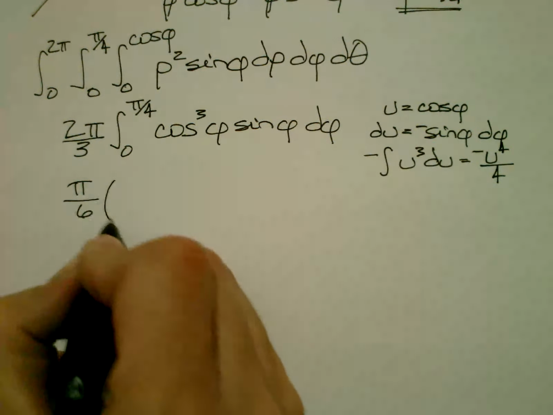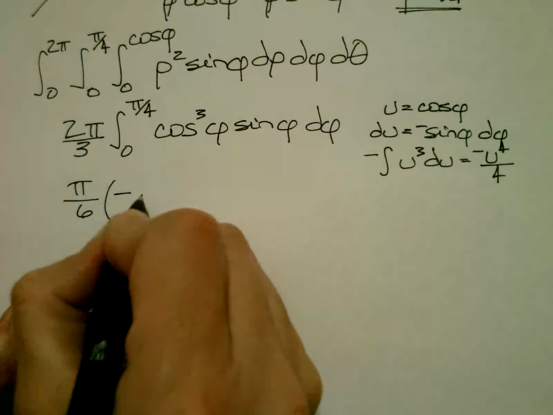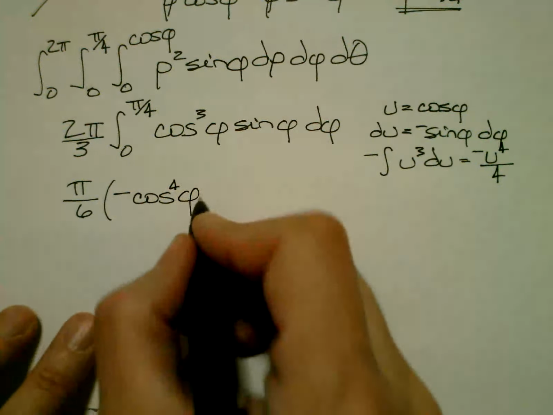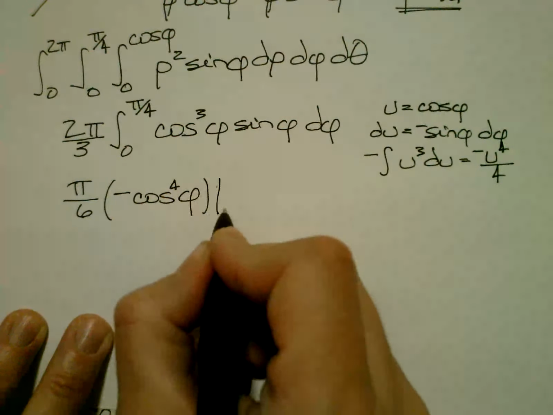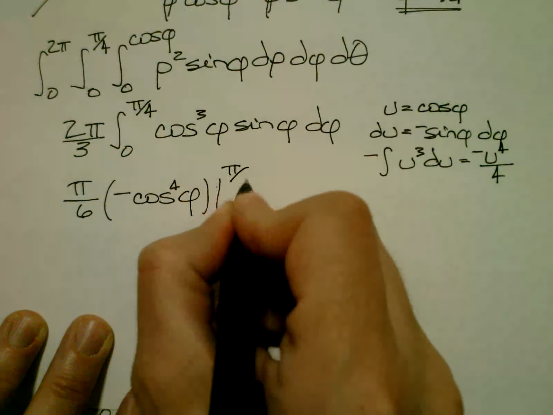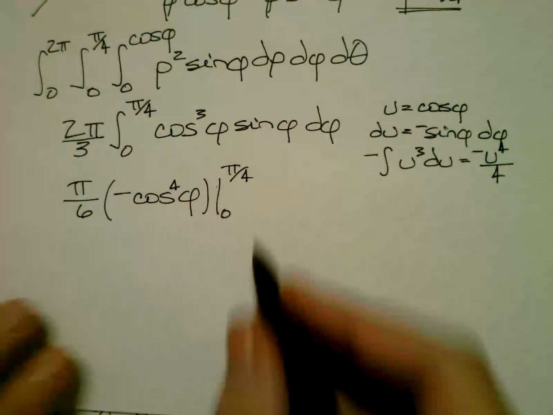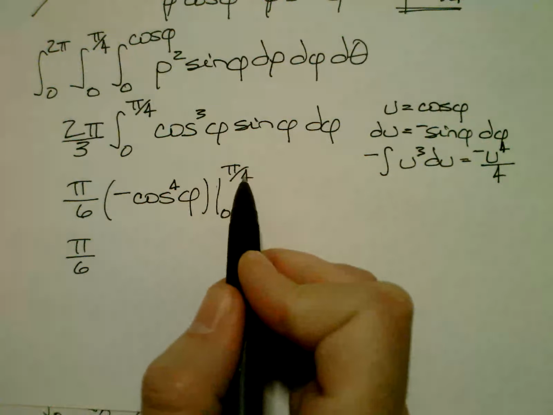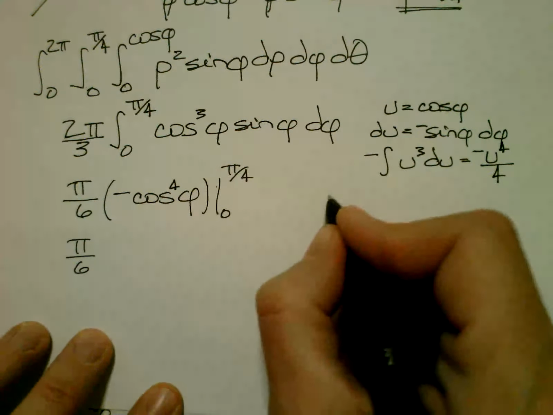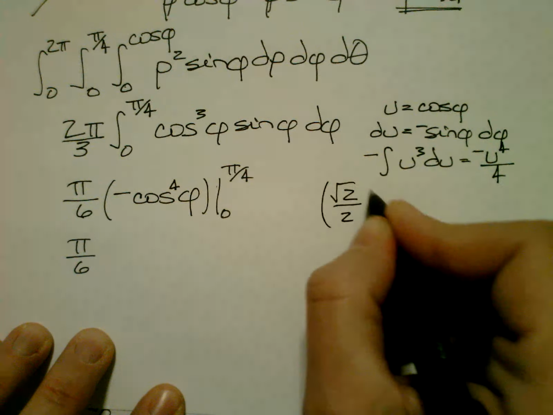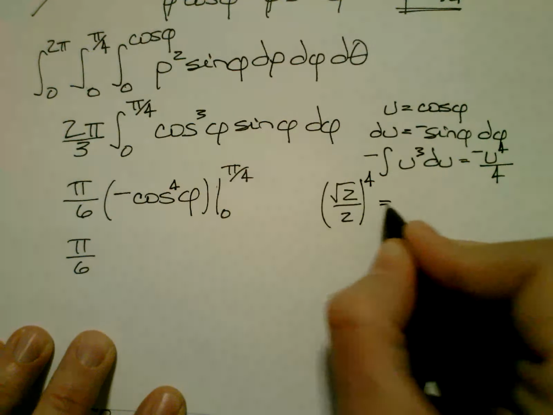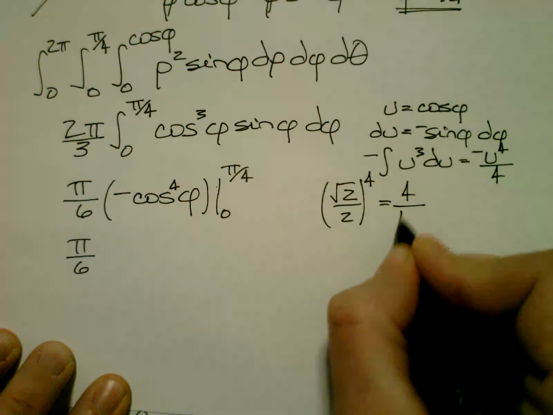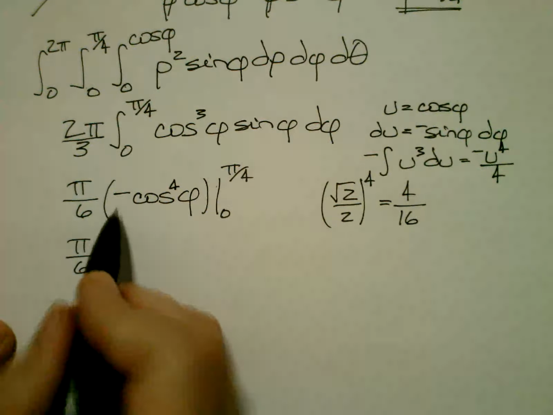And I'm going to substitute back. This is negative cosine to the 4th of phi. And I'm evaluating at 0 and pi over 4. So pi over 6 times, let's see, cosine of pi over 4 is root 2 over 2. And I need that to the 4th power. Root 2 to the 4th is the square root of 16. 2 to the 4th is 16, so that's a 4th, negative.